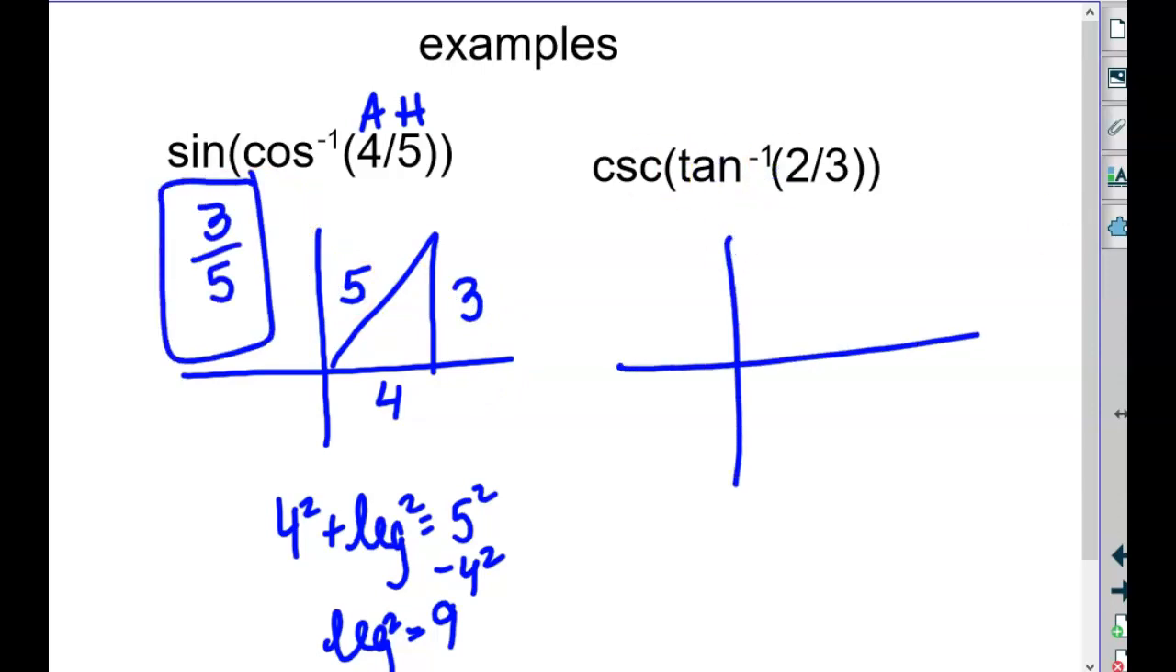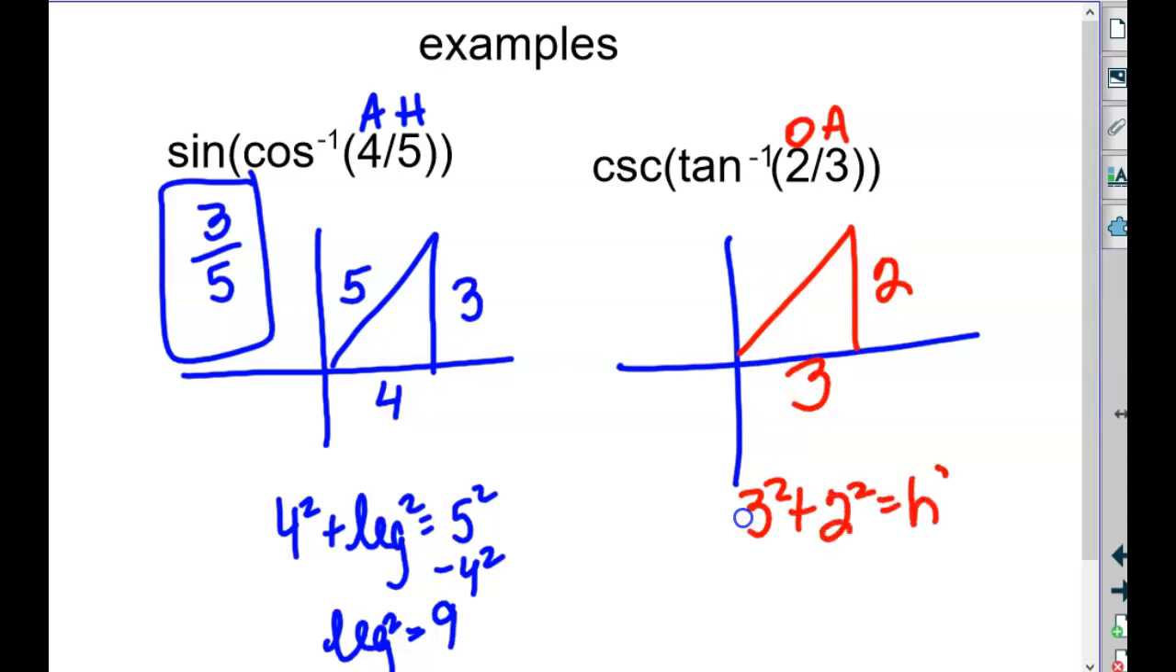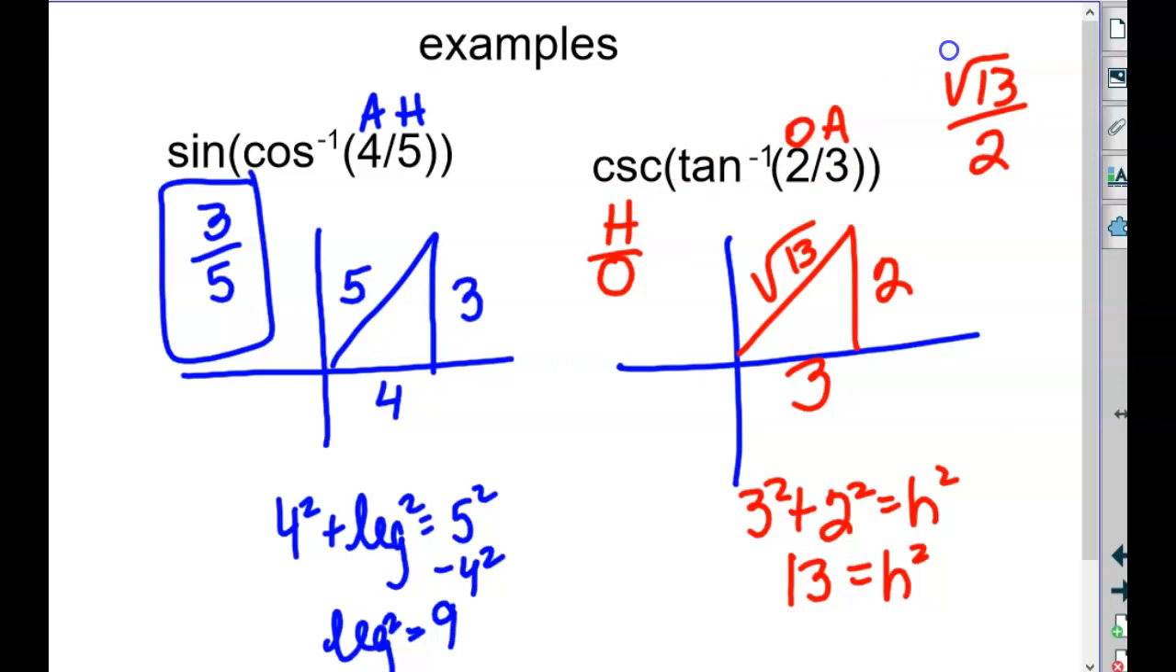This one has a tangent of 2/3. Tangent is opposite over adjacent. So the 2 goes here and the 3 goes here. What am I going to write here? Leg squared plus leg squared equals hypotenuse squared. 9 and 4 is 13. Someone check that out, but is that right? Okay, cosecant is the flip of sine. So it's hypotenuse over opposite. So square root of 13 over 2. Seem okay?